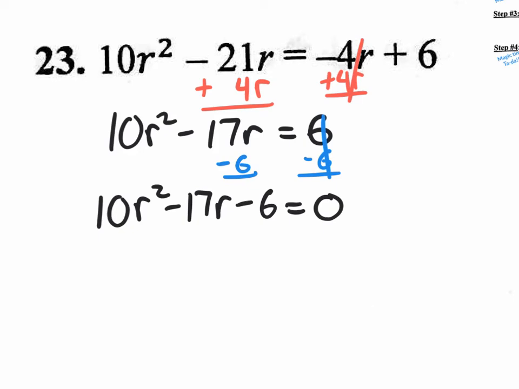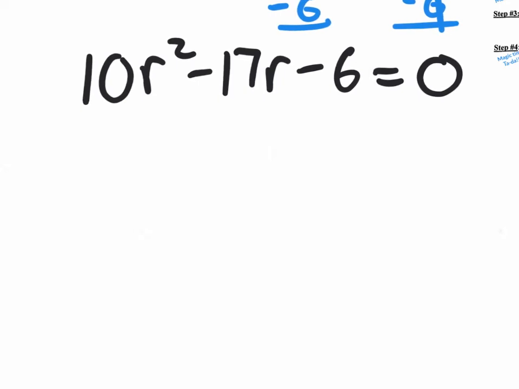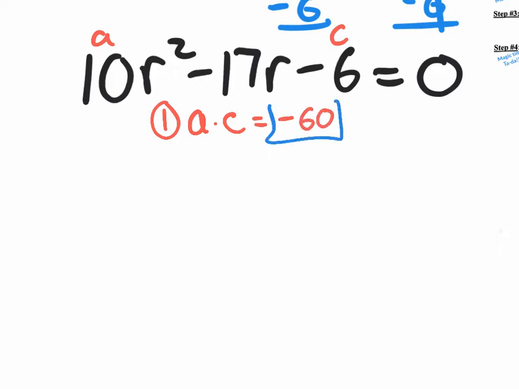And now that it's equals 0, now I could actually try to factor, split, then solve. Okay, so because we have some nasty numbers here, and I can't even pull out something, there's nothing in common. You can't even pull out a 2 or a 3. So I need to just start with my steps, right? Step 1, a times c, where a is 10 and c is negative 6. So what's 10 times negative 6? Negative 60. That's our first step answer.